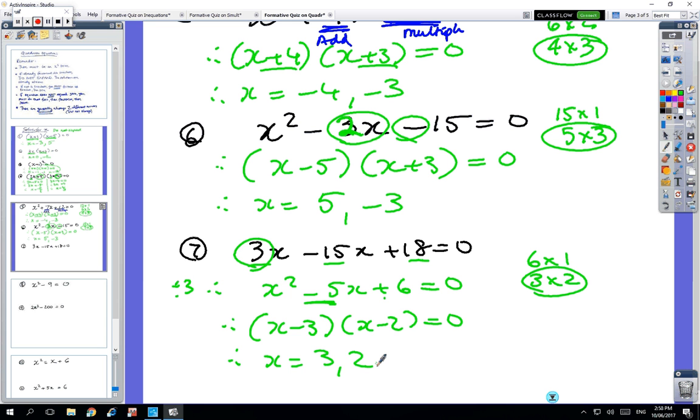So just a reminder, if you have a minus at the back, then you've got one of each, not 2 of each. And if you have a plus at the back and a minus in the middle, then you must have 2 minuses. Okay, let's move on.